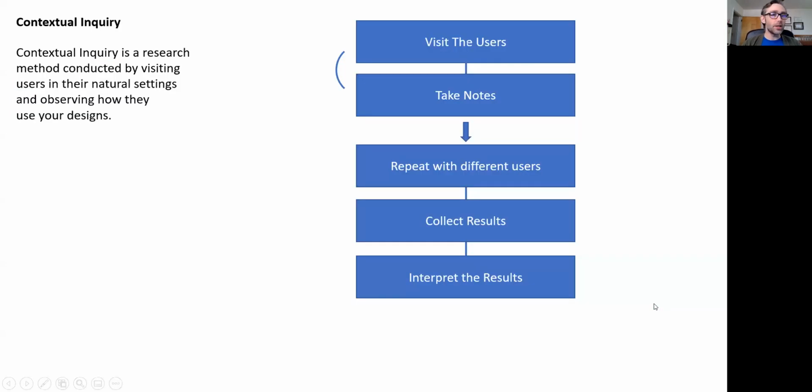The next one is contextual inquiry. Contextual inquiry is a research method conducted by visiting users in their natural settings and observing how they use your designs. So one of the things that I like to do, when I do a lot of work with public and community facing organizations, be they governments, libraries, or restaurants, is observe and report.